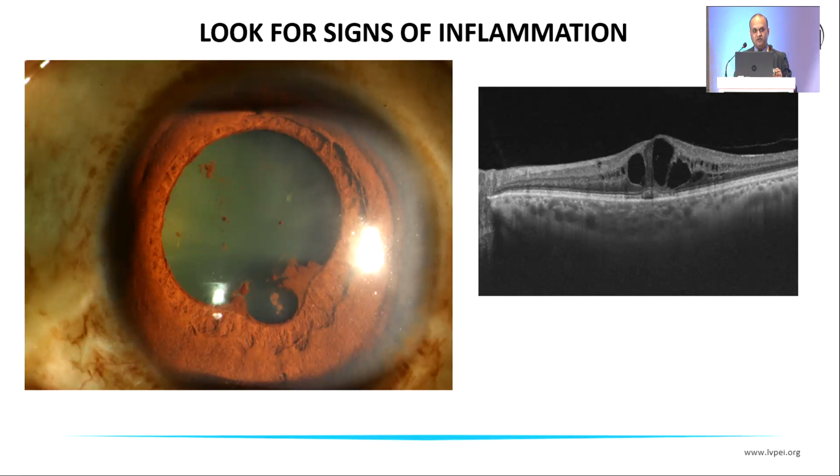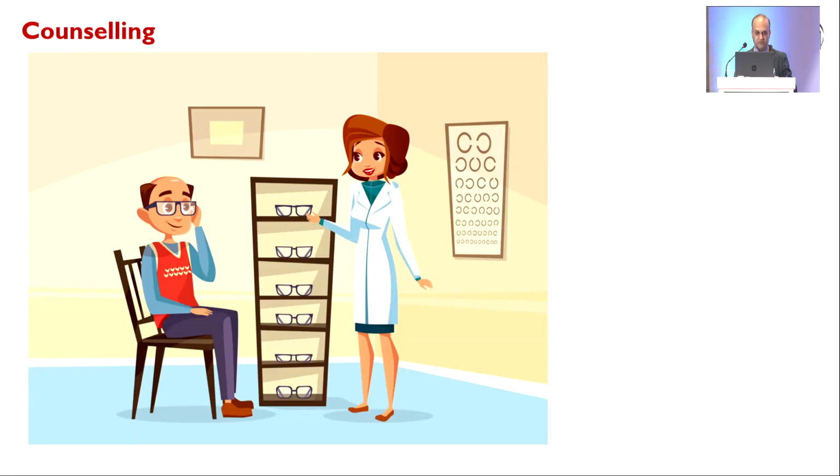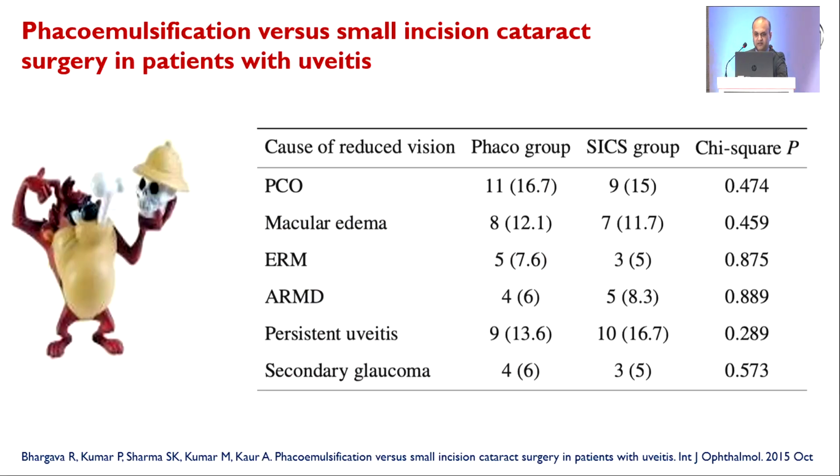But otherwise, ensure that your eyes are quiescent and there is no CME when you get a pre-op OCT done for this. Counseling, like I said, is extremely important in these cases. There is usually a debate between phaco versus SICS versus actually even a lensectomy in a lot of these patients. And there are studies which have shown that the incidence of postoperative inflammation is not different between SICS as well as a nicely done phaco emulsification.